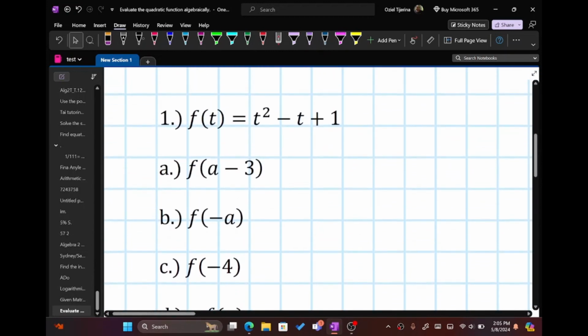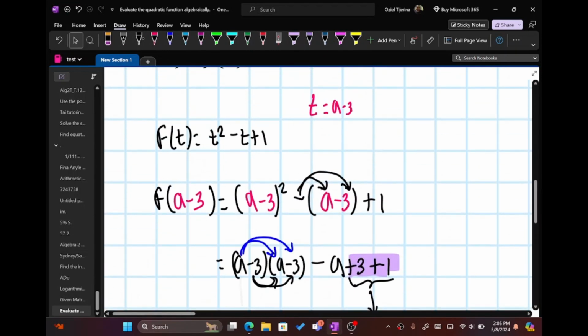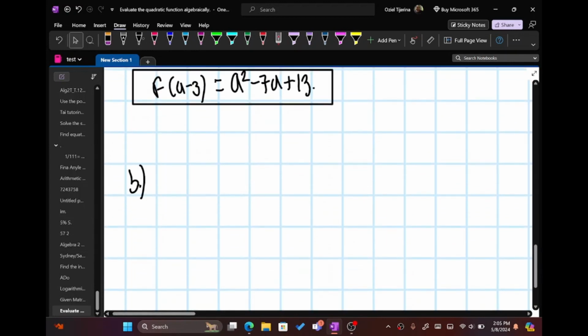So that is the first one. Let's go on to the second one. Again, for every problem, rewrite your function so that you can have access, or you can have reference.